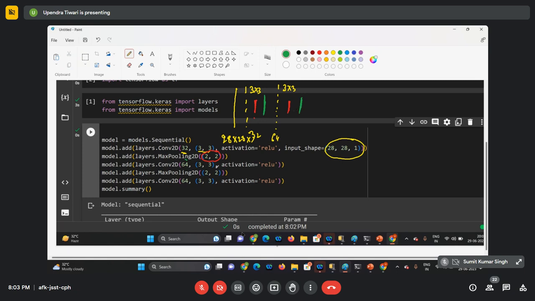Then again, what is the size of this pooling window? That is 2 by 2. Then again, you use this convolution, and what is the size? That is 64 filters, and each filter will have a size of 3 by 3. Then you have the ReLU. So this is the architecture of your CNN model.